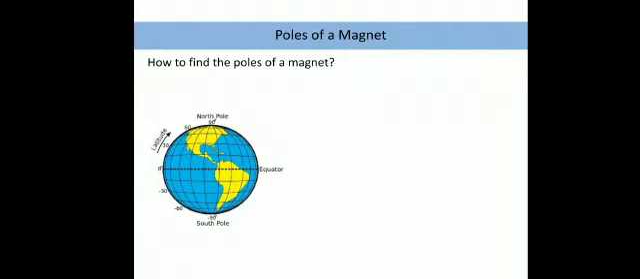To find the poles of a magnet, we should first understand something about Earth. I hope all of you have seen this. It is a globe replica of the Earth. It has latitudes and longitudes. The horizontal line which is passing from the center is known as the equator. The equator has a latitude of 0 degrees. The 0 degree latitude line is known as an equator, right?